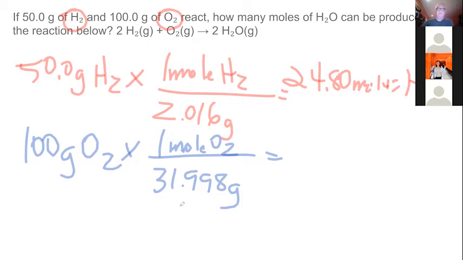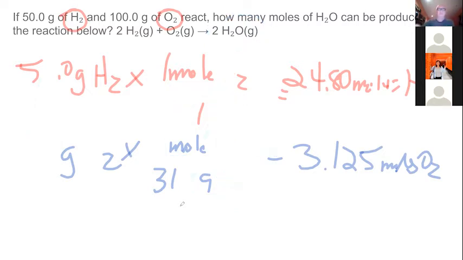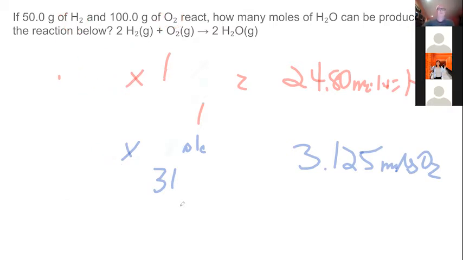3.125 moles. Okay, so then we just use those numbers and figure out how much water that would make. Oh, I thought this was like a limiting. It is. One of them is going to be limiting. Which one do you think is going to be limiting?